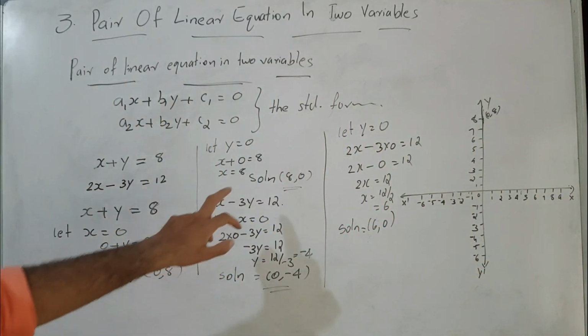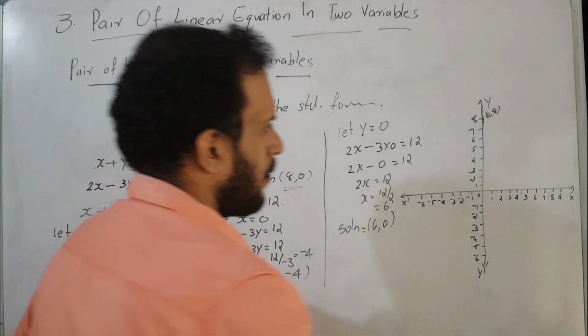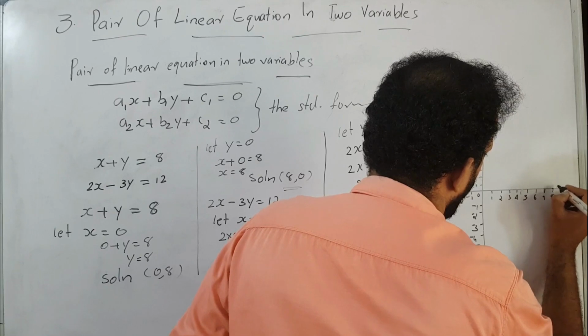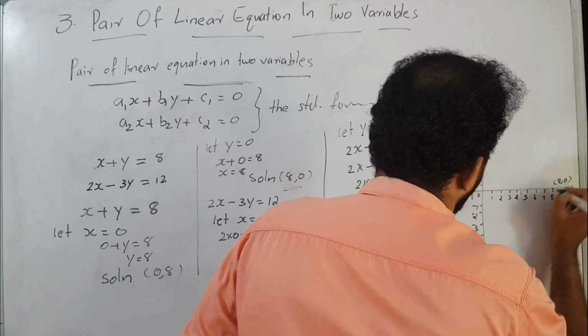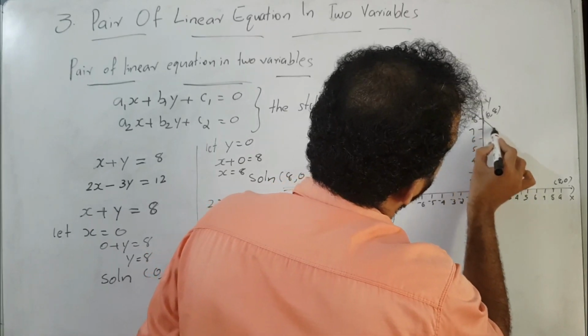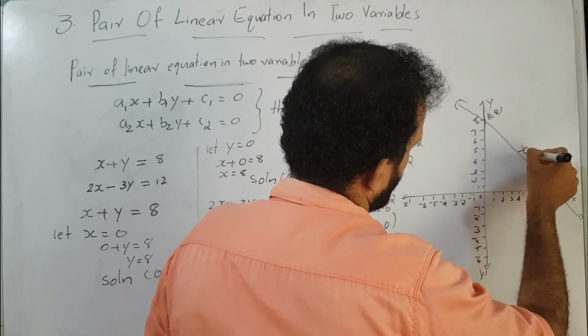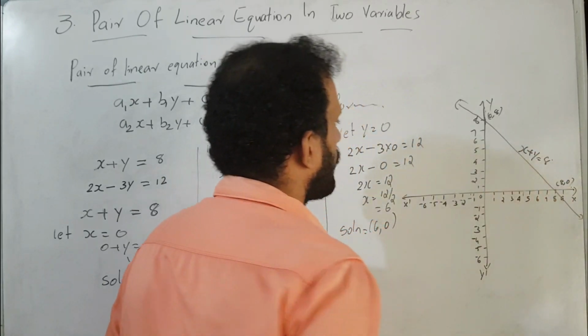Then what is our second point? The second point is 8, 0. Next we join the points. Then we write the equation x plus y is equal to 8.